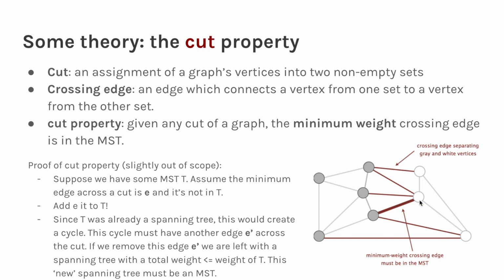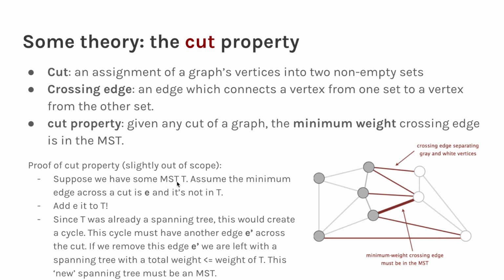Okay, so why is this the case? It's a little bit of a proof by contradiction. So suppose we have some MST T. And the proof is kind of out of scope. Like, you're not going to be expected to explain it. It's good to know. We're not really going to be testing you on proving theory and stuff like that. But it could be helpful for true-false questions.